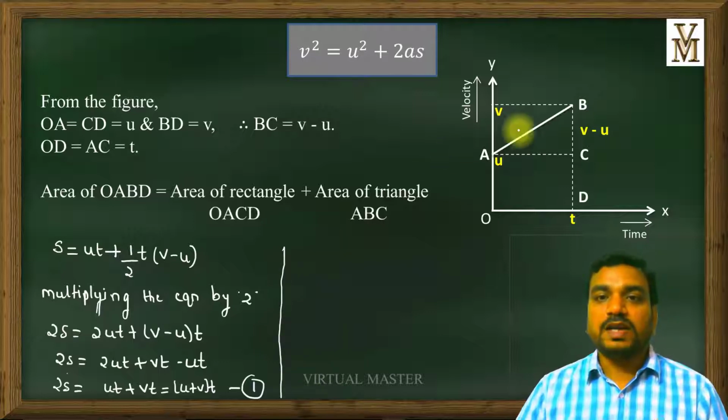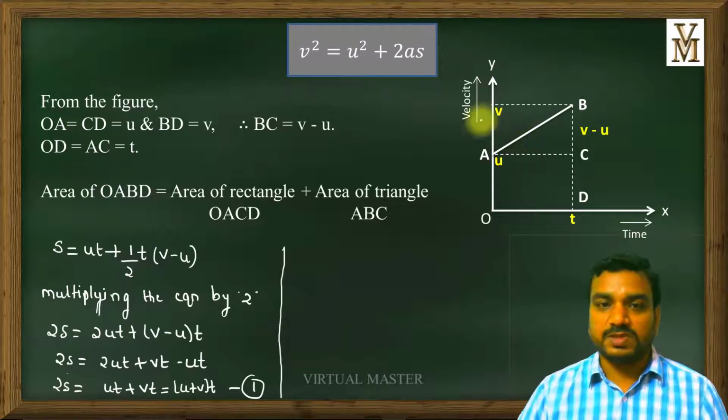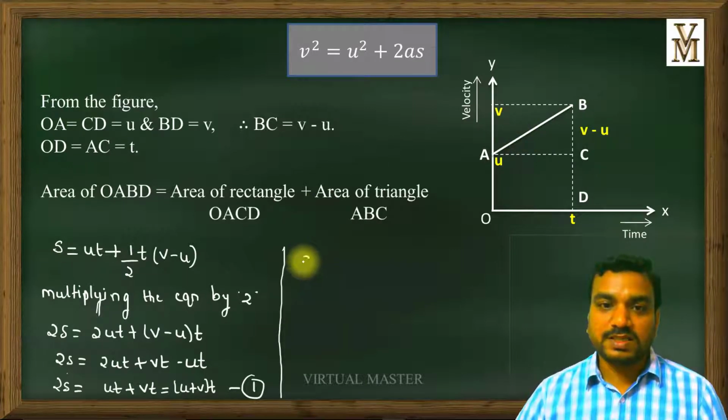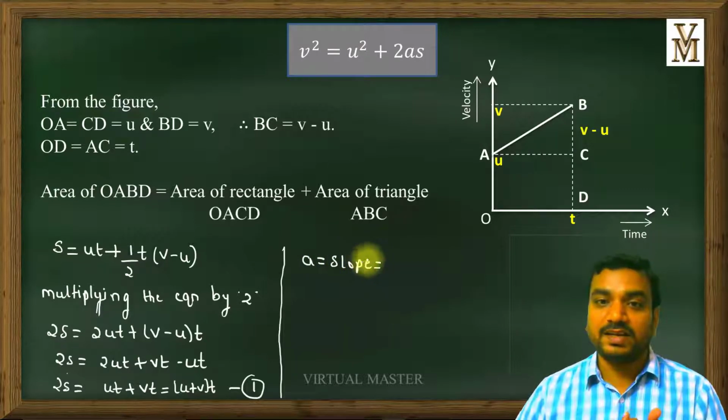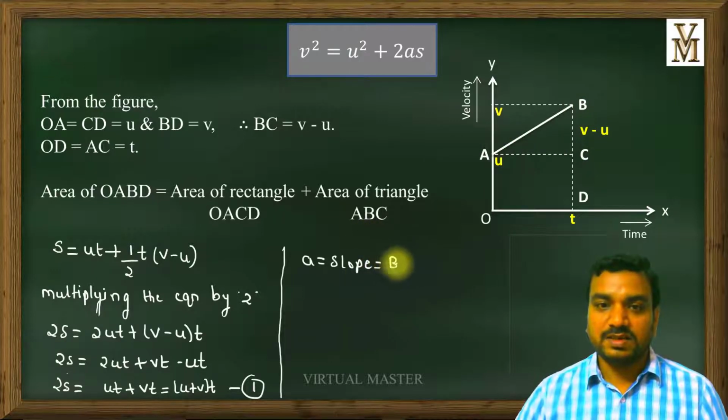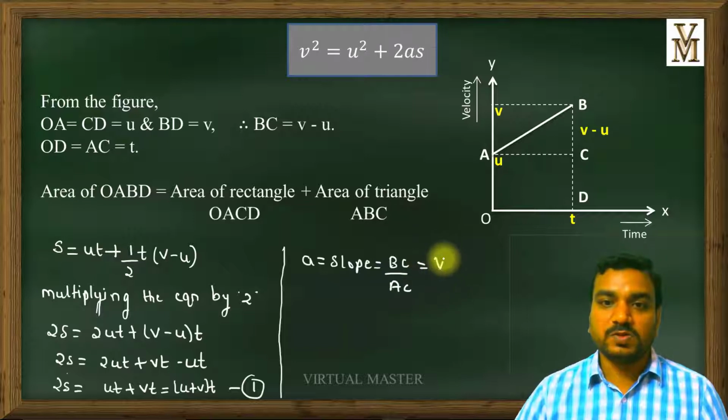Now, by finding the slope of the curve, we are going to get the acceleration of the object. As we have already studied, acceleration of the object will be equal to the slope of the curve, and the slope of the curve will be equal to tan theta. In the triangle ABC, tan theta will be equal to opposite by adjacent, that is BC by AC, isn't it? BC divided by AC. And BC is equal to v minus u and AC is t.